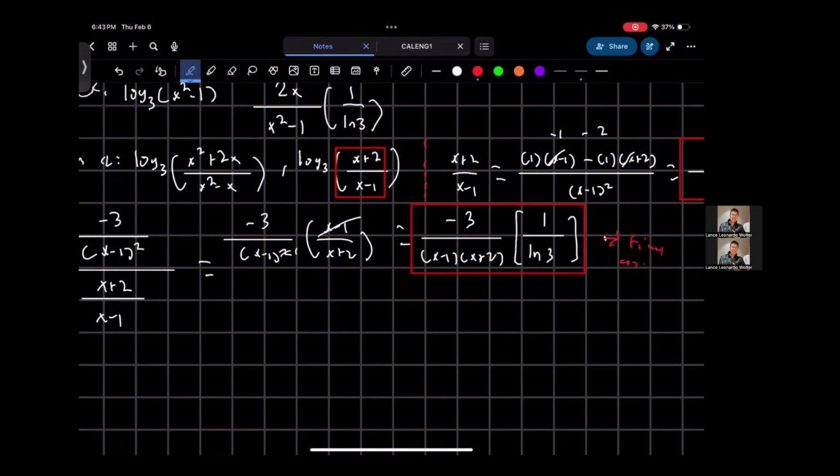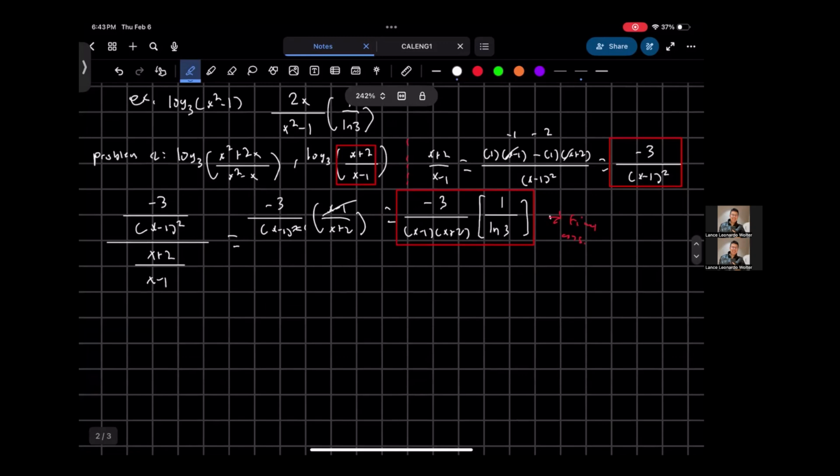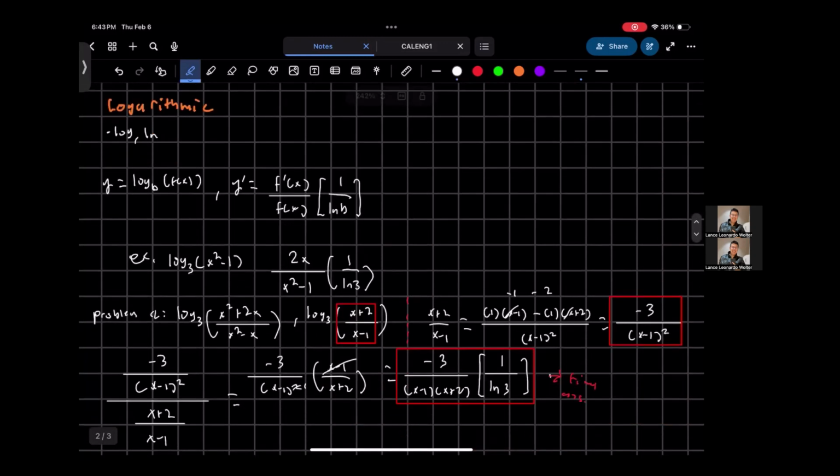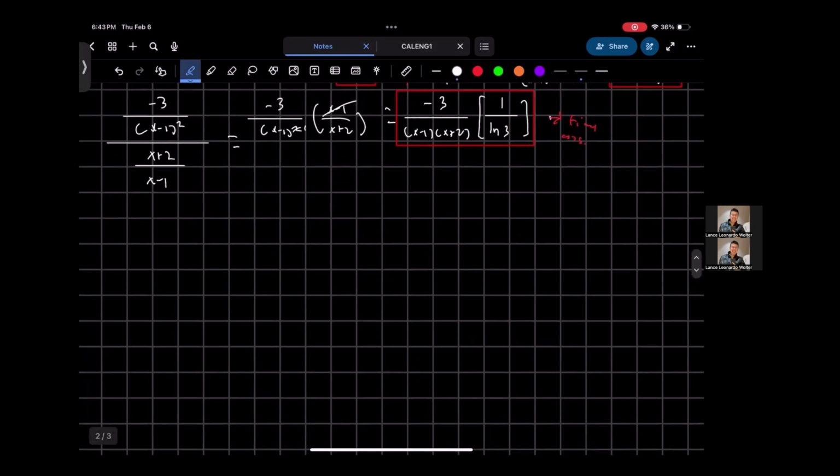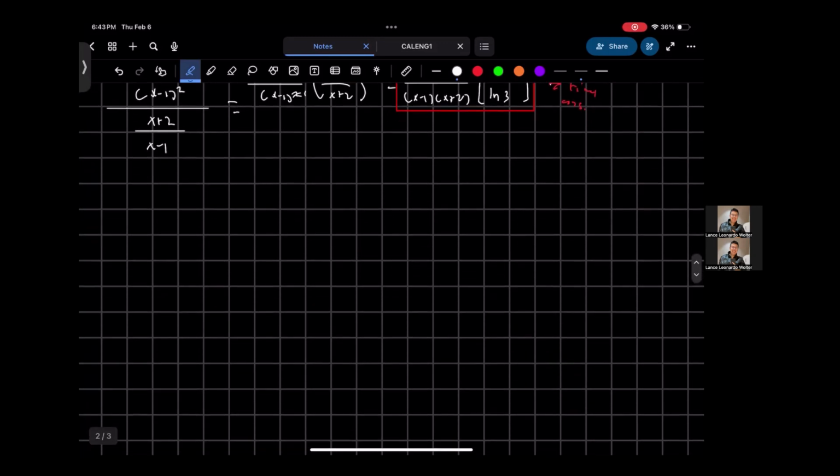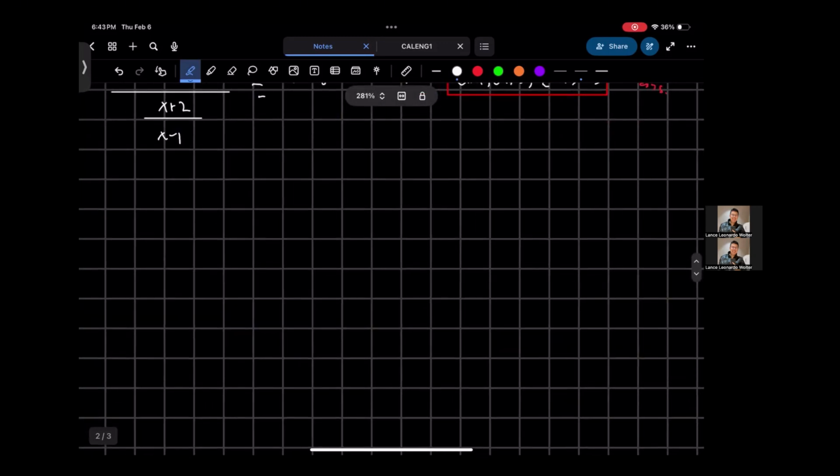Final answer. Okay. Now, let's move on to the second part of your logarithmic functions, which is going to be your ln, or your natural logarithm functions. So, y is equal to ln of your f of x. So this is just the basic. Remember that ln is basically just log of e, okay? So ln f of x.